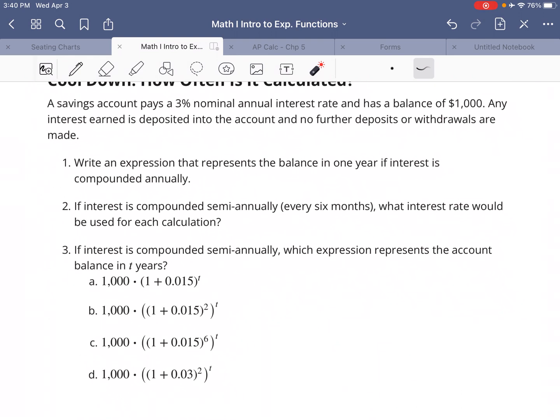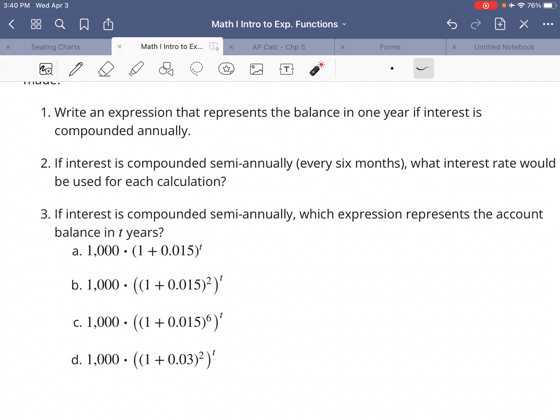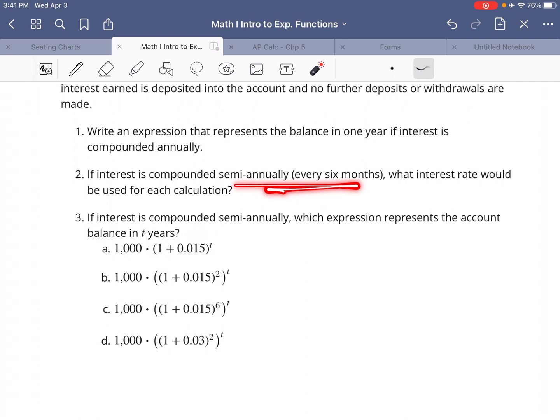If interest is compounded semi-annually, which expression represents the account balance in T years? Well, you have to get two things correct. You have to get the correct interest rate. Is it 3% or is it 1.5%? And then, since it's semi-annually, twice a year, you have to get the right number of times it's compounded before you figure out for the number of years.